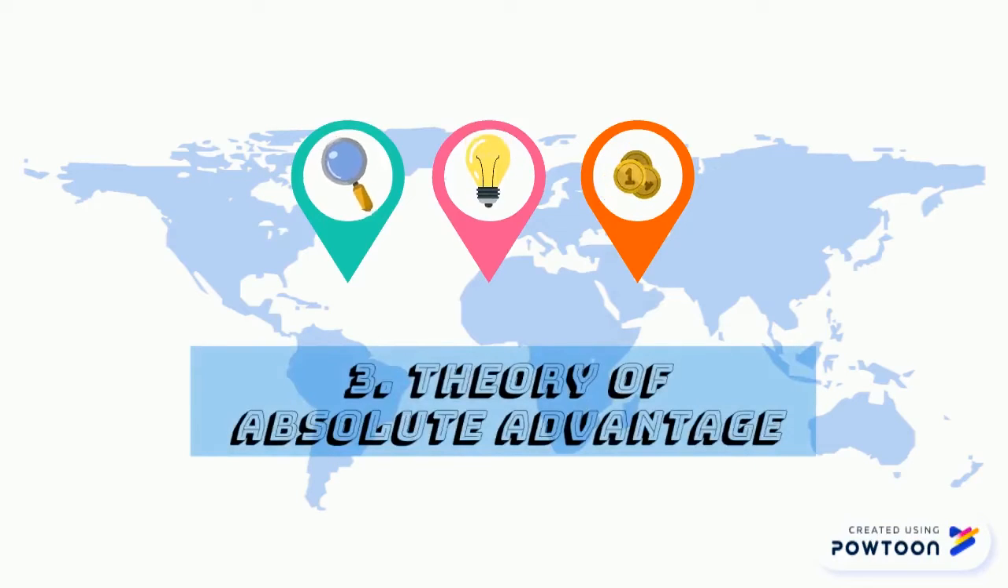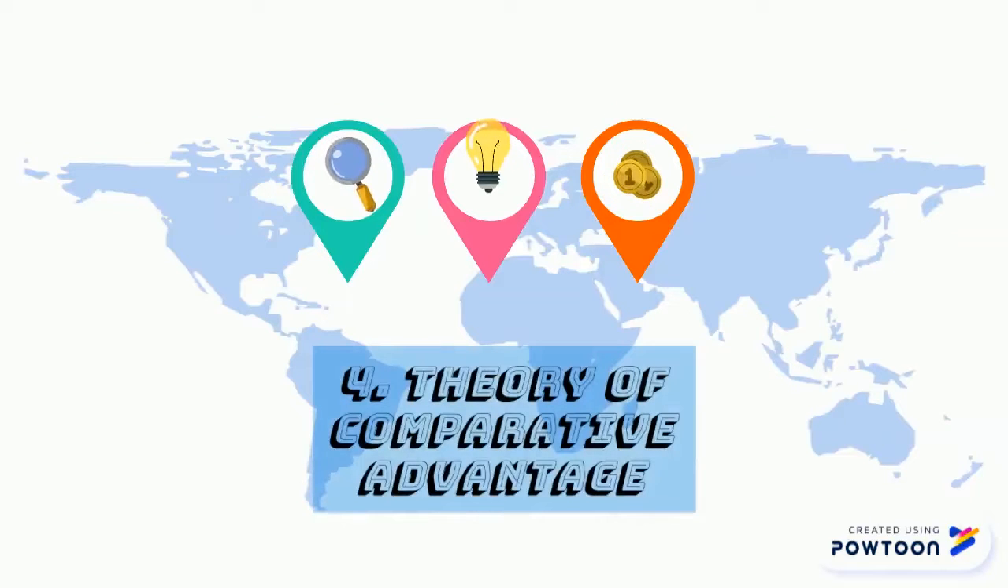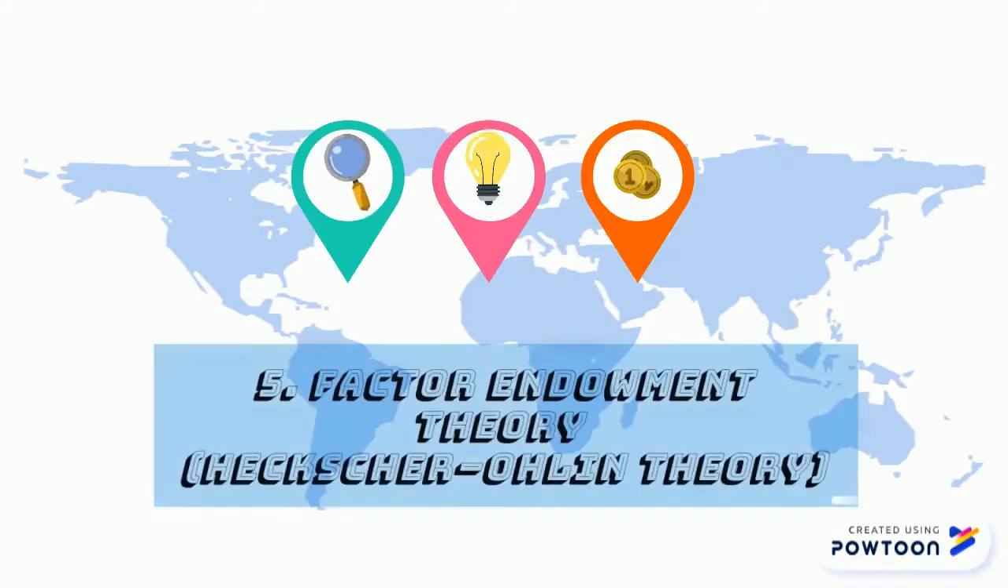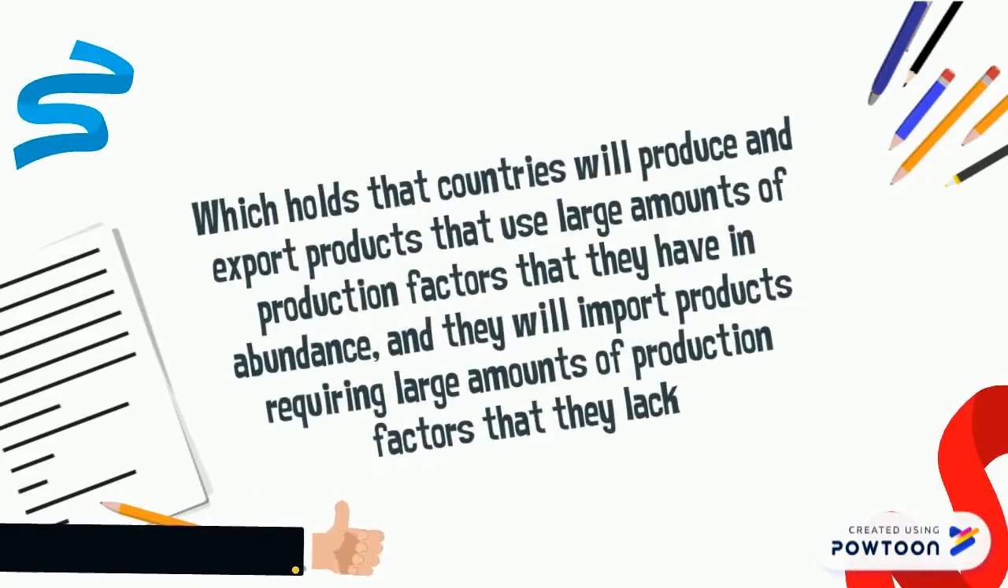Okay, third is the theory of absolute advantage, which holds that nations can increase their economic well-being by specializing in the production of goods they can produce more efficiently than anyone else. Fourth is the theory of comparative advantage, which holds that nations should produce those goods for which they have the greatest relative advantage.